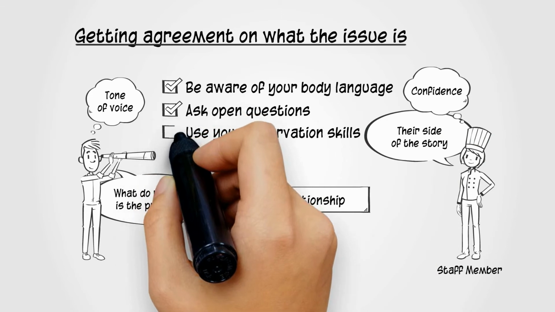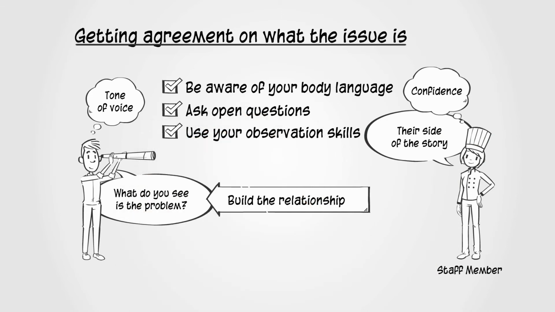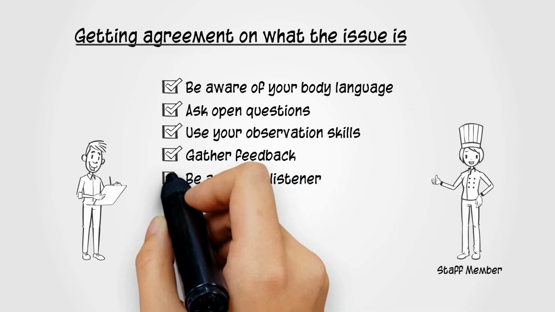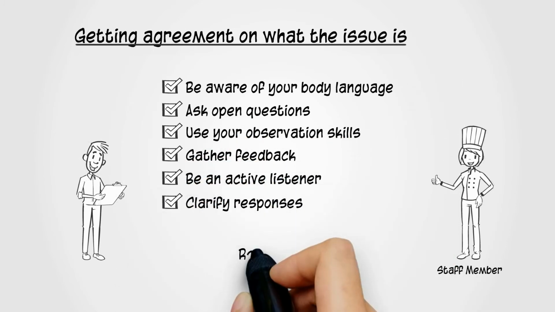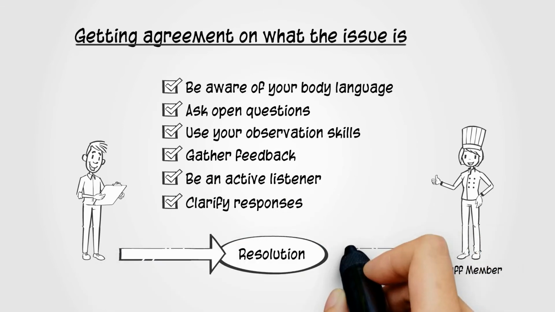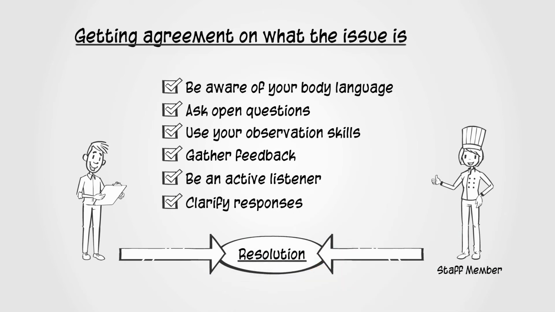Use your observation and listening skills when listening to the response. Ask more questions to clarify their response and gather feedback. In other words, be an active listener. Once you are sure you have agreement about what the issue is, you can focus on it rather than side issues and be sure you are both working towards a resolution.